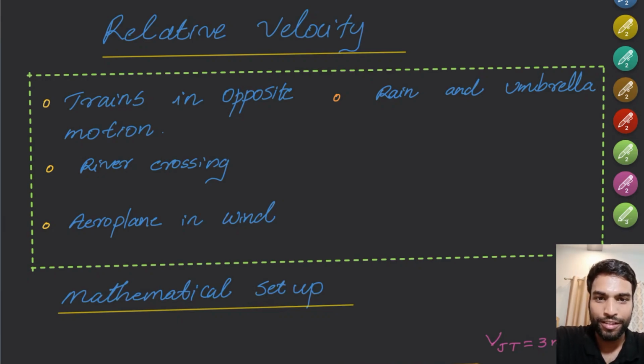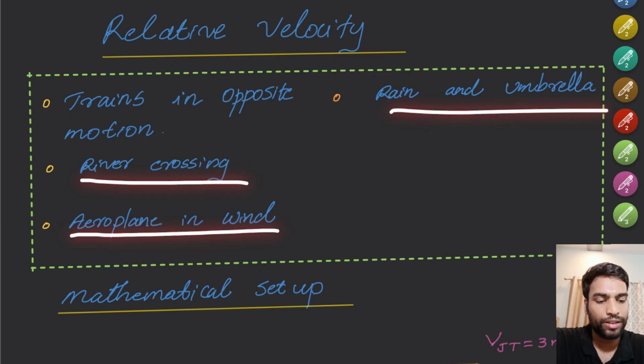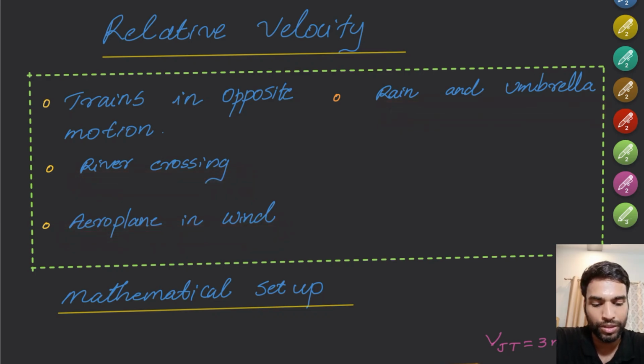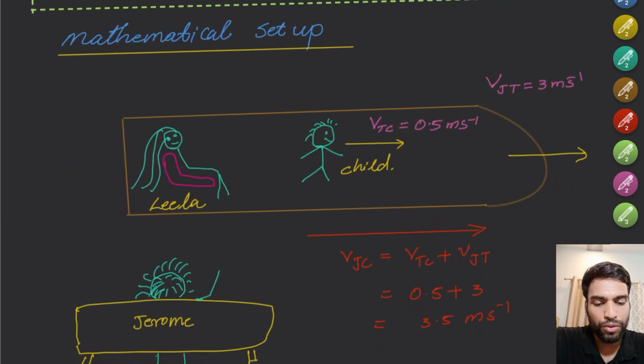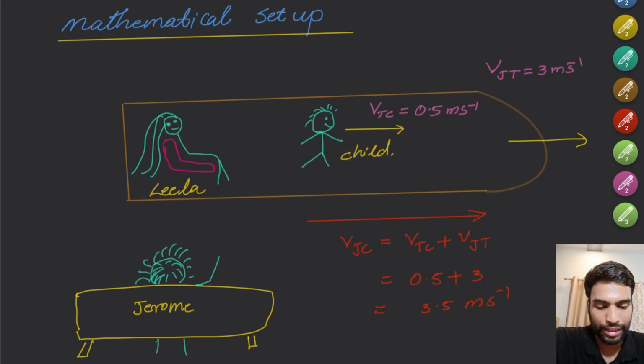It's me Vaishak. Today we are going to discuss relative velocity. Mainly we'll be focusing on trains in opposite motion, which is a one-dimensional problem. And in 2D cases, we'll be discussing river crossing, aeroplane in wind, and rain and umbrella problems. Good. Now before doing the examples, let us do the mathematical setup.